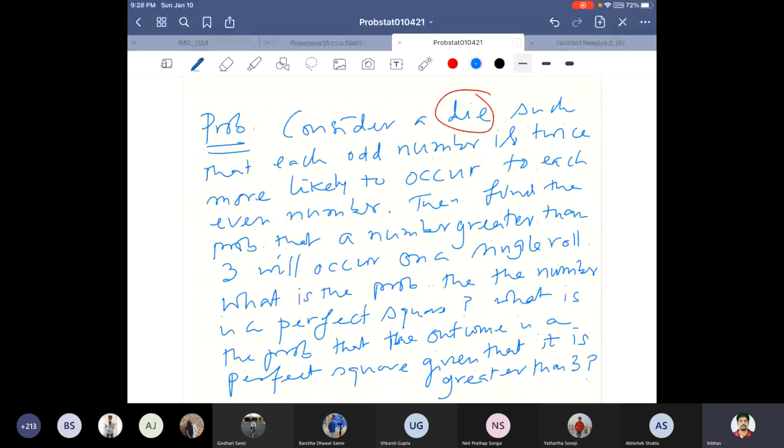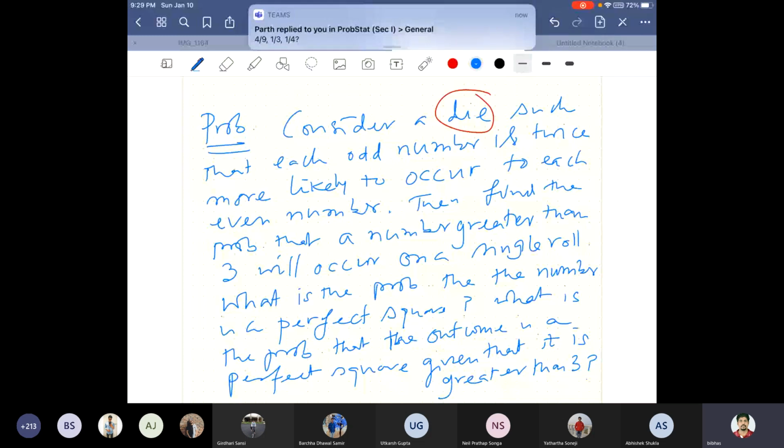Let us say I have this problem. Now, if you want to solve this kind of problem, as I have been telling you, whenever there is a problem, you always try to fix or decide or determine what the sample space is. So here it is like rolling a die.